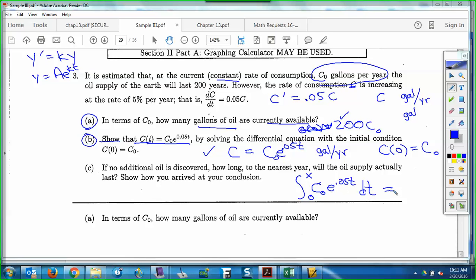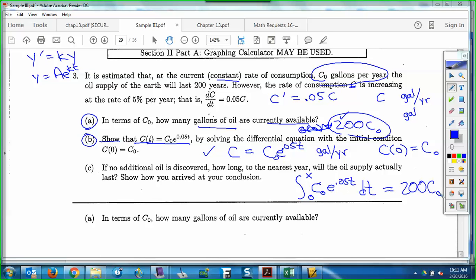And for us to run out of oil, how many gallons do we have to consume? All the oil that we have, right? That's what we did in part A. We have 200 C sub 0 gallons available. No. Because this is an unknown. We don't want this to match this, actually. See what I mean? Okay, so this is 200 C sub 0.